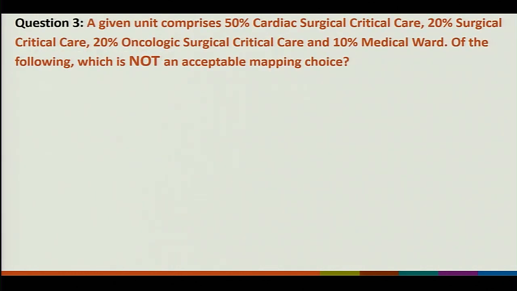Question 3. A given unit comprises of 50% cardiac surgical critical care, 20% surgical critical care, 20% oncologic surgical care, and 10% medical ward patients. Of the following, which is not an acceptable mapping choice?